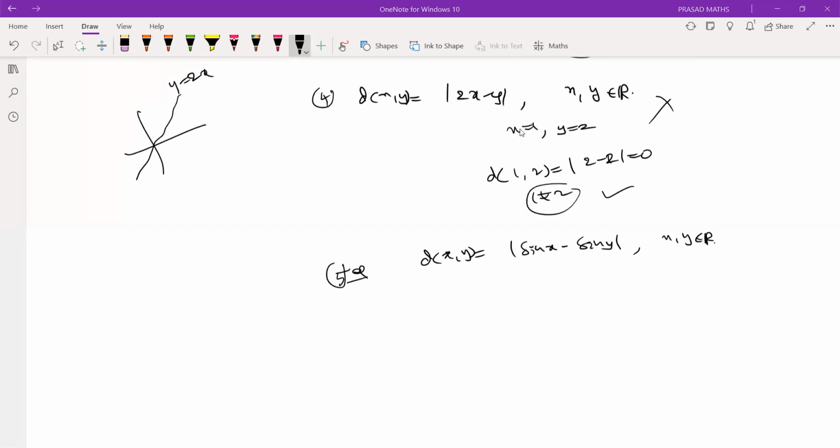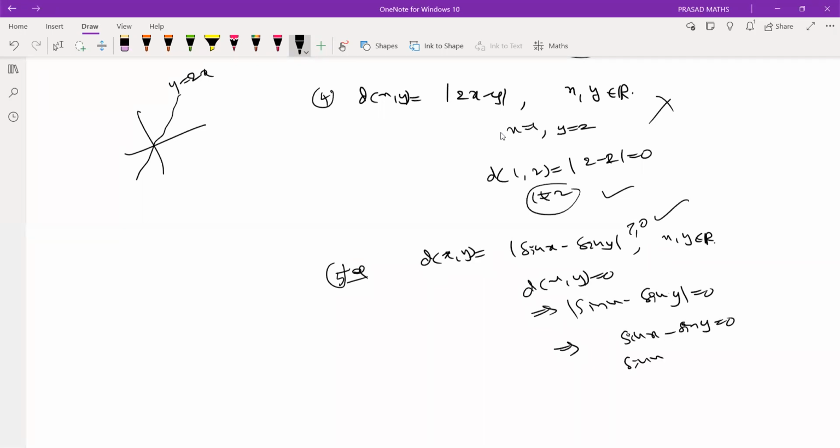First you need to guess the problem. When you want to say that d is a metric, you must first check the first property. There is no problem with the first property because of the modulus, which is always non-negative. So the problem is in the second property. The distance between x and y is 0, that means mod of sin x minus sin y is 0. The mod is 0 if and only if sin x minus sin y equals 0, that means sin x equals sin y.